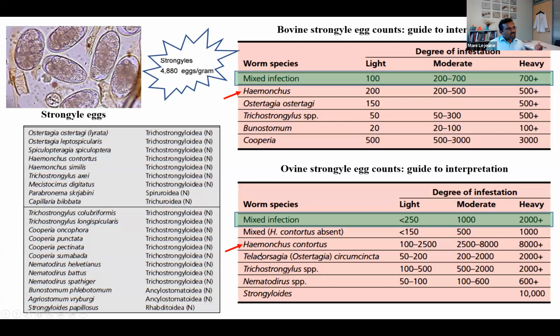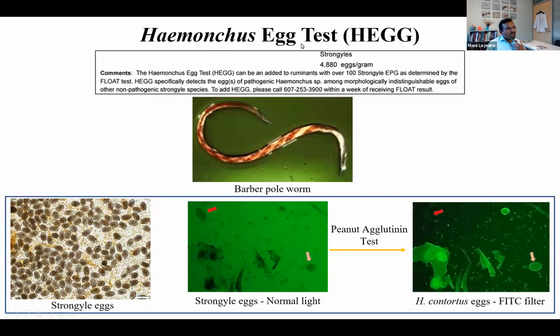One challenge is that all these parasites, Haemonchus, Ostertagia, Trichostrongylus, shed eggs that are morphologically indistinguishable. So how would you identify whether Haemonchus is present in the sample? For that, our lab offers a test called the Haemonchus egg test. The test code is HEGG, H-E-G-G. In each report where we see more than 100 eggs per gram of feces, it goes with a comment advising the client to consider doing a Haemonchus egg test to see if Haemonchus contortus is present in the sample or not.